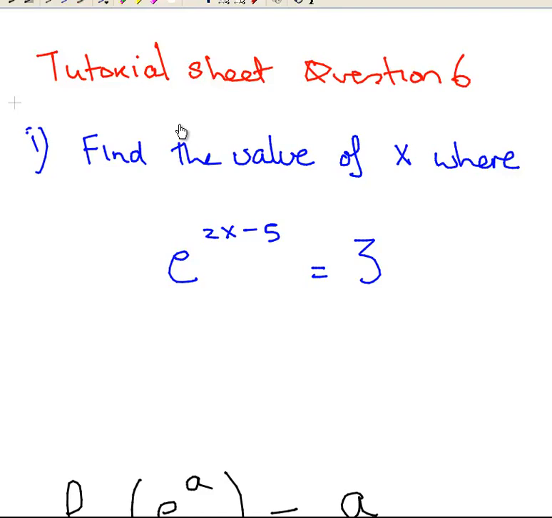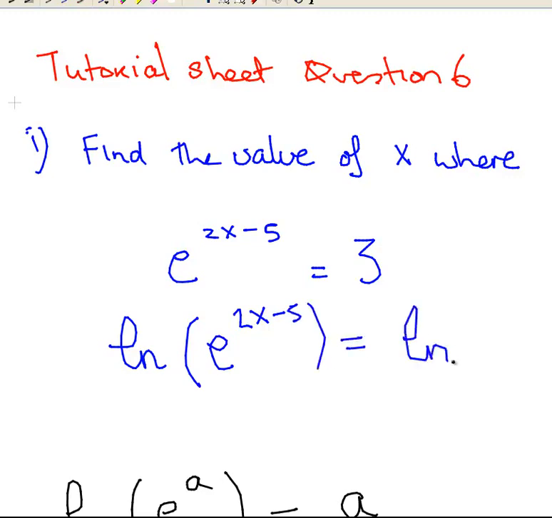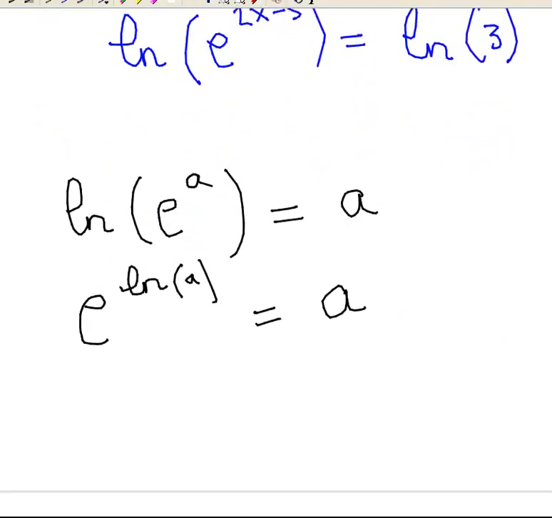Okay, so what we're going to do here is take the natural log of both sides. The reason for that will become clear shortly. We can write it as ln, so ln of e to the 2x minus 5 is equal to the natural log of 3. Essentially, if you do something to one side, you do the exact same operation to the other side.